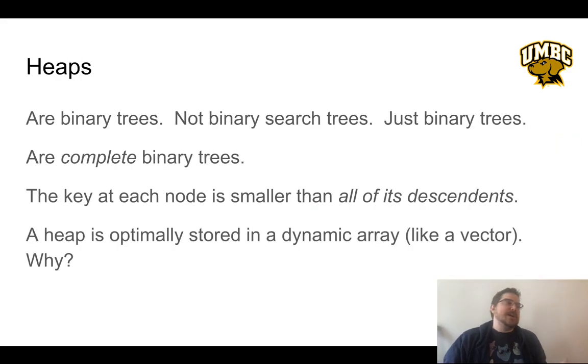Ooh! It's a binary tree. They're binary trees. It's more binary trees. But we're going to be talking about a min heap or a max heap today. And they are complete binary trees. The key at each node is smaller than all of its descendants. That gives us a min heap, meaning that the smallest value is the root. And the heap is optimally stored in a dynamic array, like a vector.